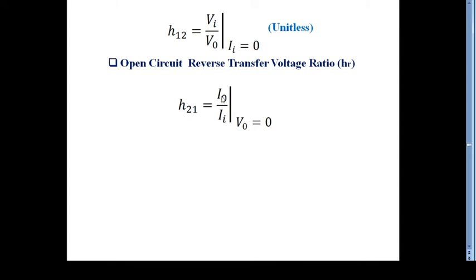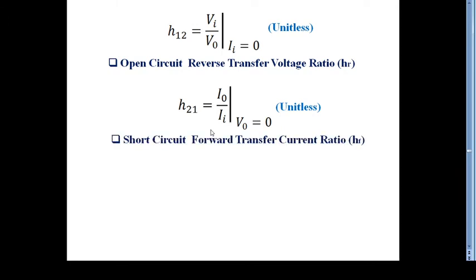Now because this one is output by input, that's why it is the forward transfer current ratio. Here this is a current ratio, and the unit is again unitless. So this one is our short circuit, output voltage short circuited, forward current transfer ratio, unitless. Okay, and it is designated as HF. In some books you can say HFE, meaning forward transfer current ratio for a common emitter. So HFE is nothing but simply your beta. Okay, beta value. I will discuss it later.